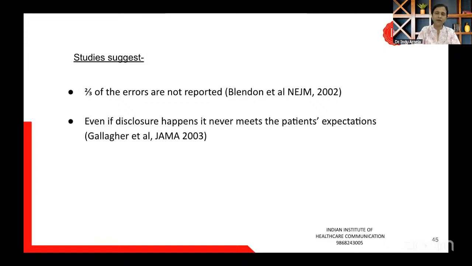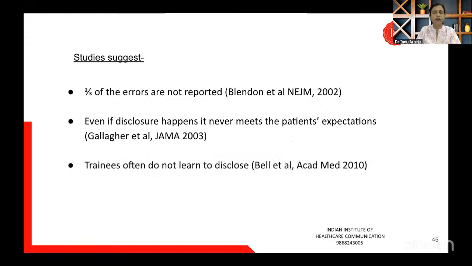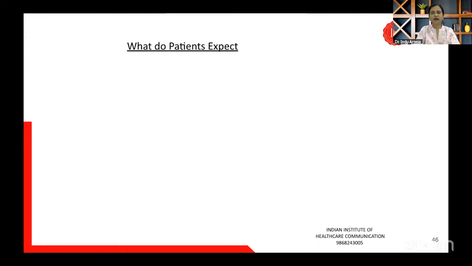Even if the disclosure happens, it does not meet the patient's expectation, because they want more details, they want more explanation, there are a number of questions to ask and some answers to receive. And when that does not happen, they do not feel satisfied with the interaction or the dialogue they have with the doctor. And we all know that we do not have any formal training on disclosure of medical error. I think most of us, whatever we have learned, is by observing our seniors. So if you had a senior who could do it well in a professional manner, maybe you learned from them. But most people learn by doing, and it's like trial and error.